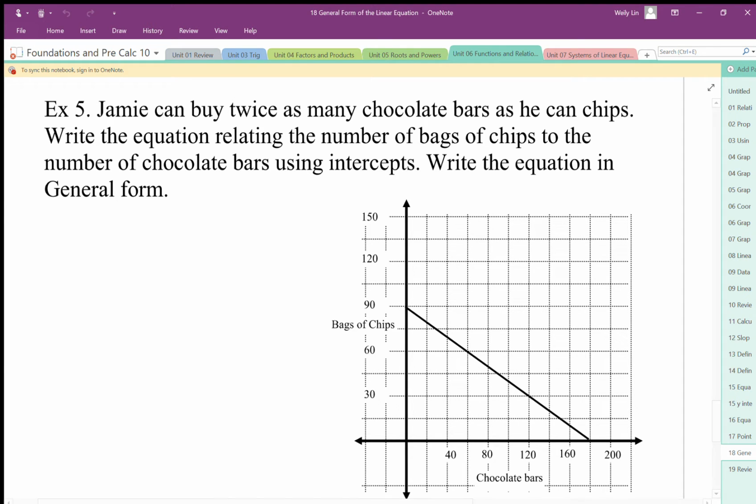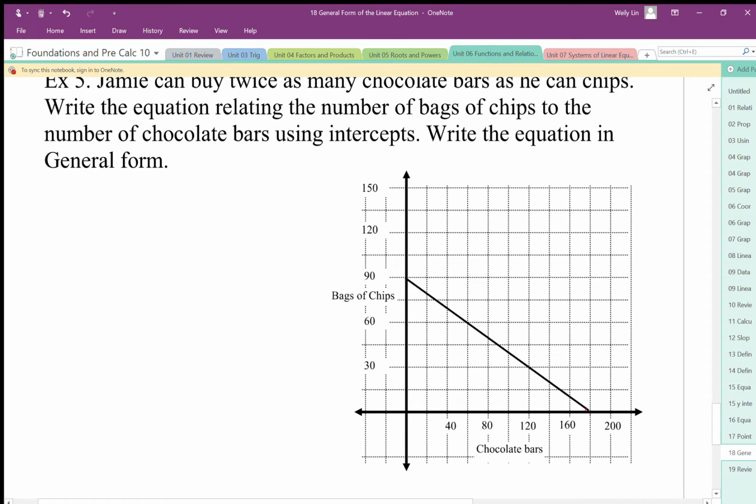It says write the equation relating the number of bags of chips and number of chocolate bars using the intercepts. So if he buys 90 bags of chips, he can get no chocolate bars, or he can buy all chocolate bars, and then that would be 180 chocolate bars, but he wouldn't be able to afford any chips. So we want to write the equation for the number of chocolate bars and the number of bags of chips. Okay, so there's my intercept. We know that my y-intercept is going to be 90 and my x-intercept is 180.